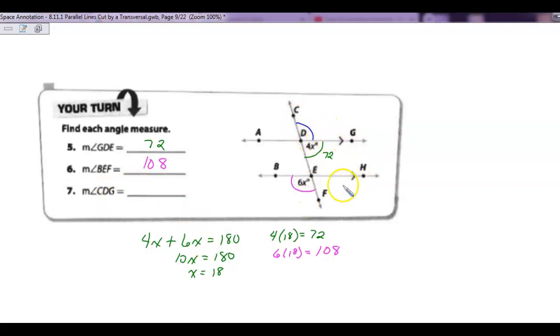Use whatever method that you would like. I know that these two are alternate exterior, and I also know that these two are supplementary. So either way, you can find the measure of CDG. I use the alternate exterior method, knowing that they are congruent, so that this is exactly the same size as this one. So it is 108 degrees.